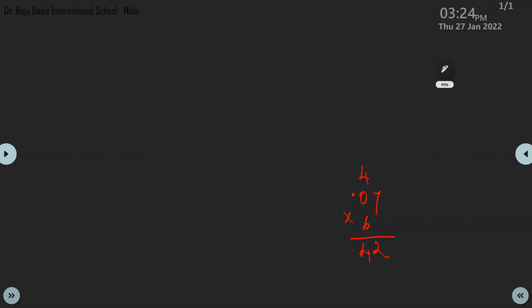See, you will get 0.42. Understood? So that is how you divide it. Okay, next problem we can see.